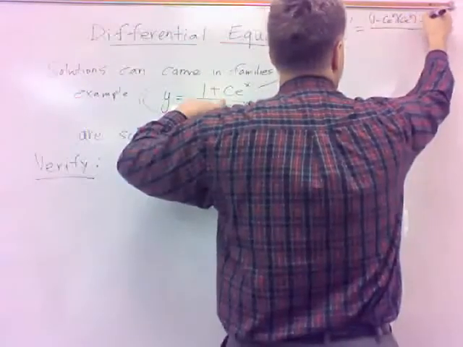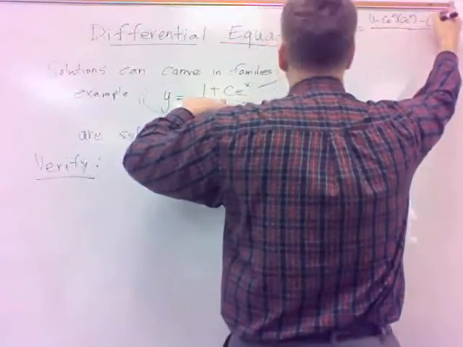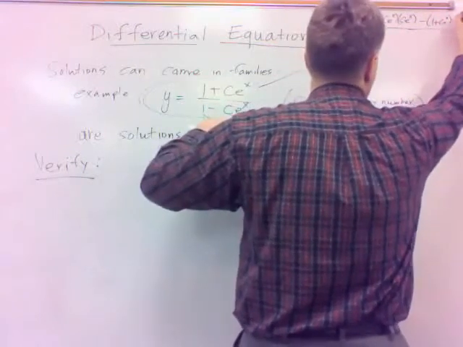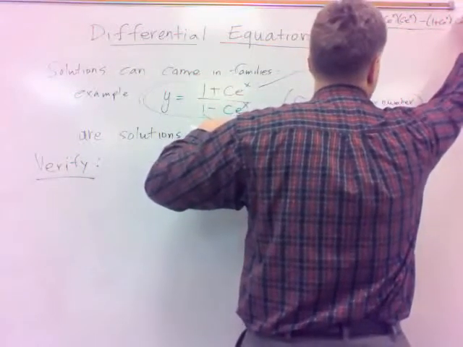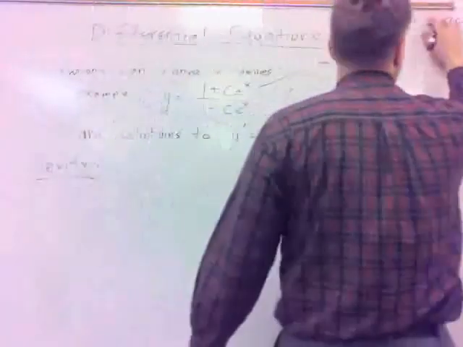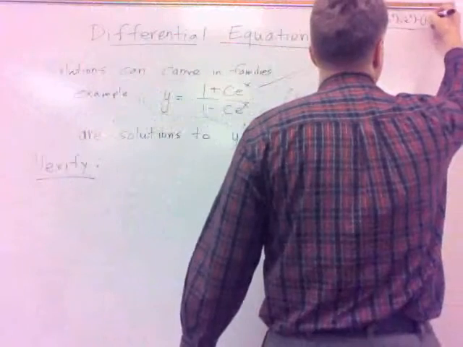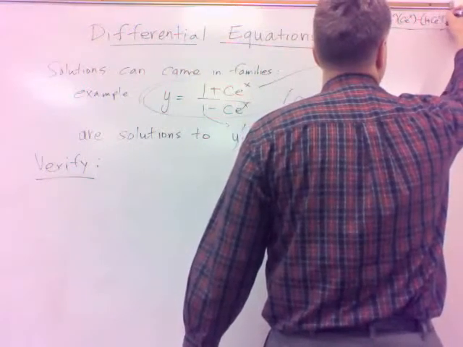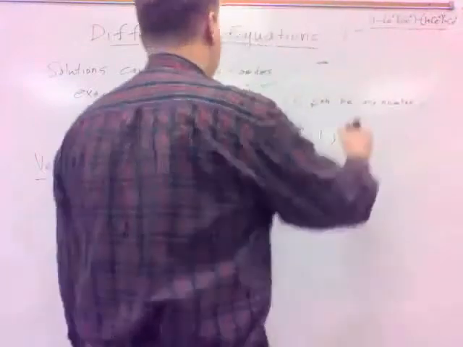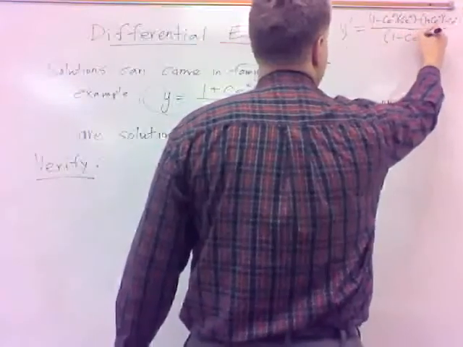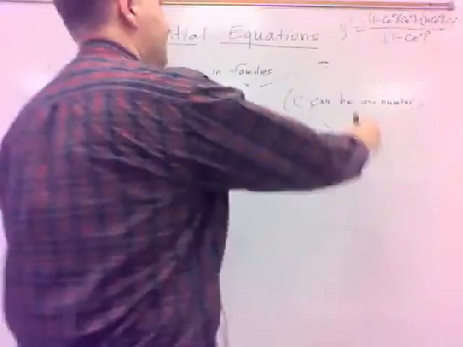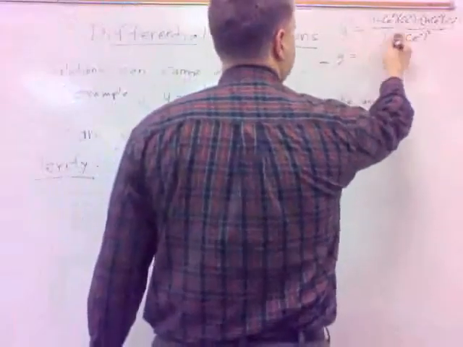Minus high, 1 plus c e to the x, times d of the low, which would be minus c e to the x. Okay. Write that here so you can see it on the screen. And then all over low squared. Well, that looks like a big mess, but I think it'll work out pretty nicely.